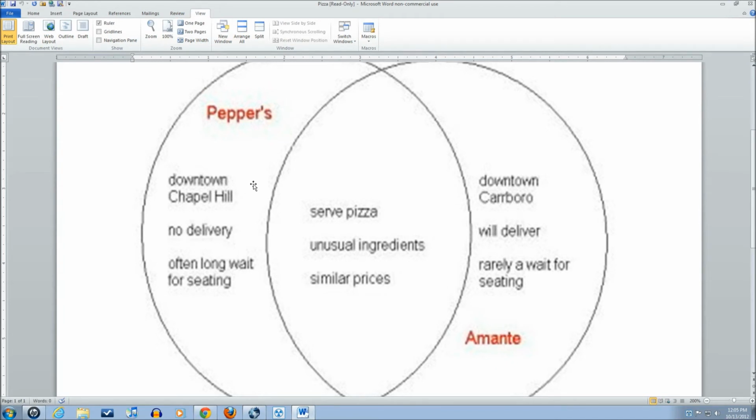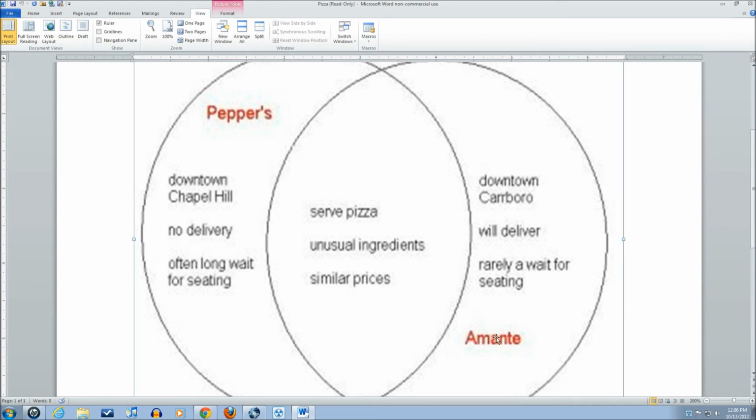Now, downtown Chapel Hill versus downtown Carrboro, I don't know that that difference adds up to anything substantial. However, no delivery versus delivery could say something more. A long wait for seating and rarely a wait could also say something more. We could come to the conclusion that perhaps Peppers has higher quality food. That's because there's a long wait for seating, so more people are there, and they don't deliver, which might mean that they don't have to deliver.